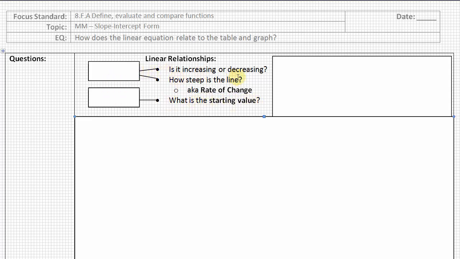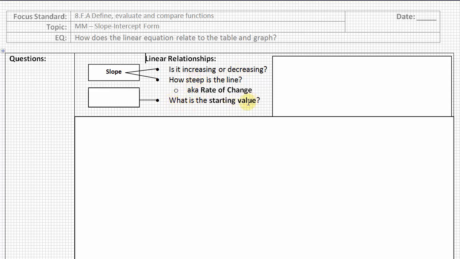We said if you can really describe these three things, then you're giving us a really good picture of this linear relationship. And so now we're going to put more specific language to it. These first two questions, is it increasing or decreasing, and how steep is the line, are two questions that we refer to as being the slope of the line. The slope of the line, or also referred to as the rate of change, will tell us if it's an increasing or decreasing line and how steep it is.